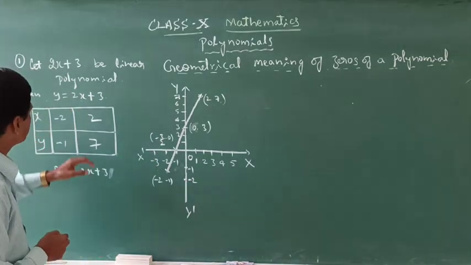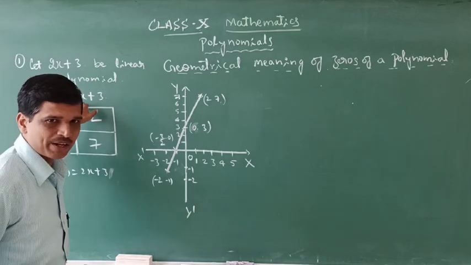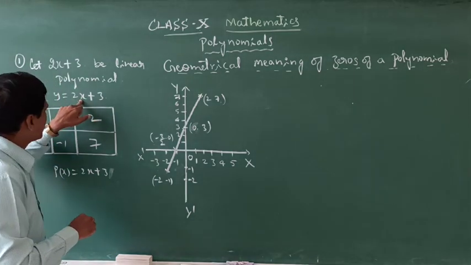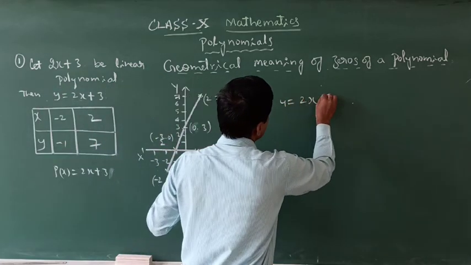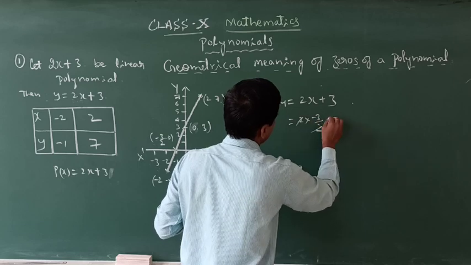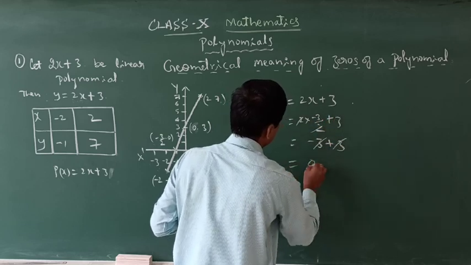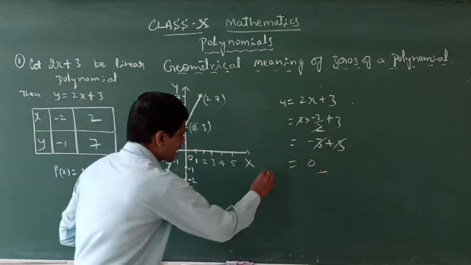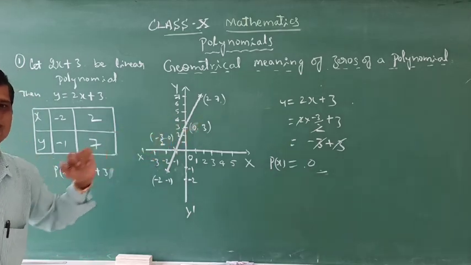Exactly, suppose you substitute these values in this equation, so you get the zero of the polynomial. y is equal to 2x plus 3, which means 2 into minus 3 by 2. The 2 cancels, and plus 3 remains. Therefore minus 3 plus 3 cancels. So our p of x is really 0. It is a zero of the polynomial.